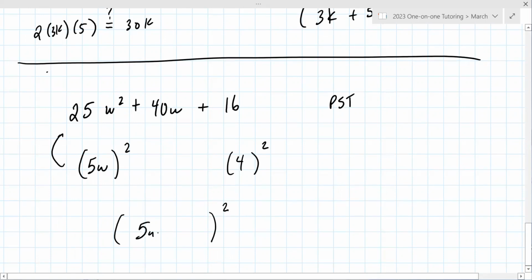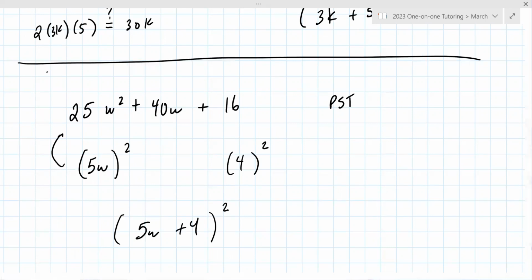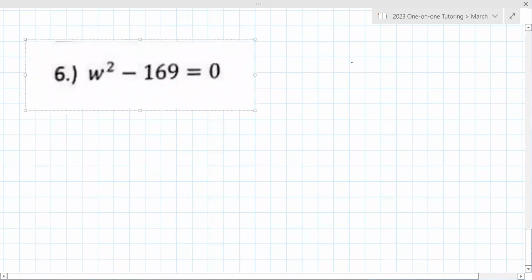5W plus 4 squared. Good. Okay, so we can move now to solving. The better instructions for 6, 7, 8, and 9 is to solve by factoring. It really should say solve by factoring. And that's what you want to think when you go to your test or quiz here. You want to say, okay, I'm going to have to factor, and you have to identify what kind of factoring this is. Can you tell me what type of factoring this is?